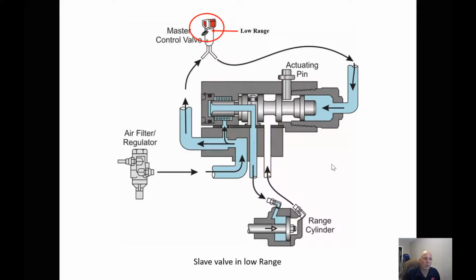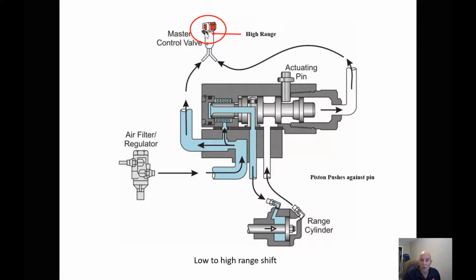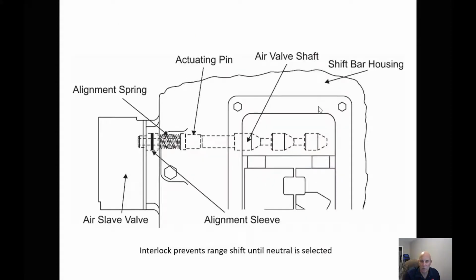Now when we want to go from low range to high range, we can pre-select. We can move this up. As long as we don't go through neutral, this actuating pin is going to stay where it is. So we move it into high range, and it dumps the air out of here. Now this spool valve can't move because this actuating pin is preventing it. So what we need to do is go into neutral. And as soon as we go into neutral, there's a spring behind this that will push this up. The spool valve will now be allowed to move.